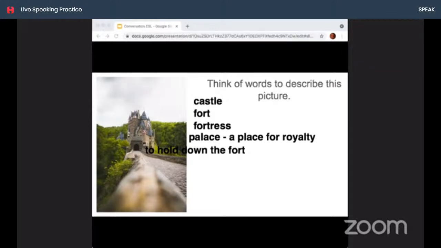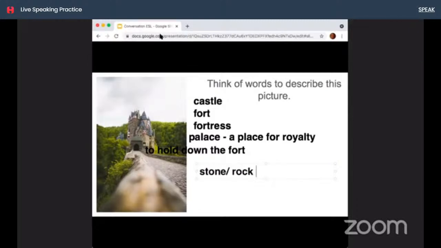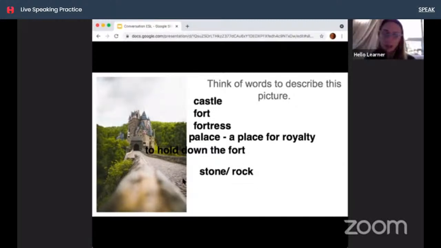It's built in big rocks. Yeah, it's stone or rock building. Yeah, you can have stone. You have the sort of walkway going up to it.